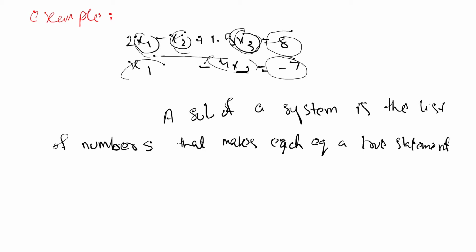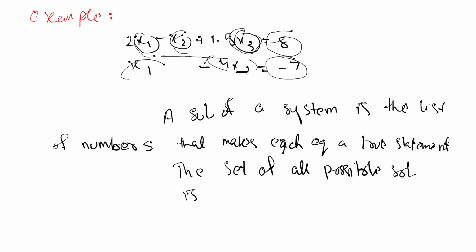The set of all possible solutions is called the solution set. Okay. Now we will be covering the matrix notation, how we will deal with these equations in matrix form.